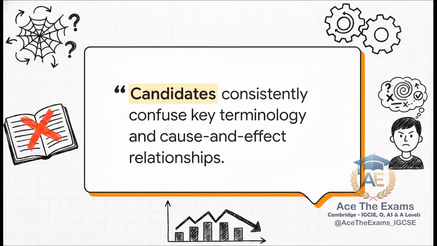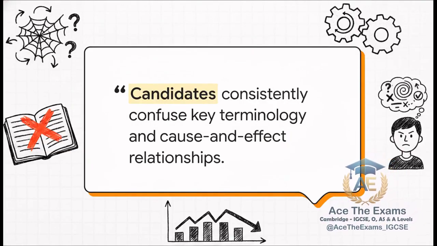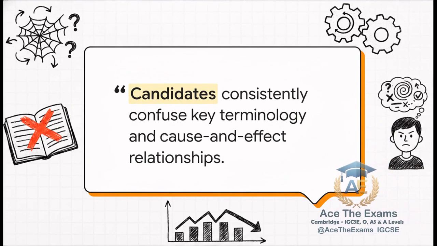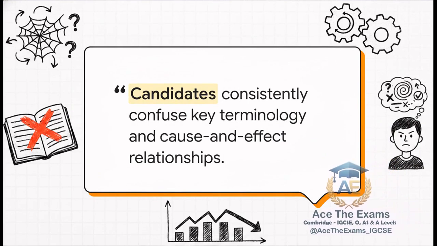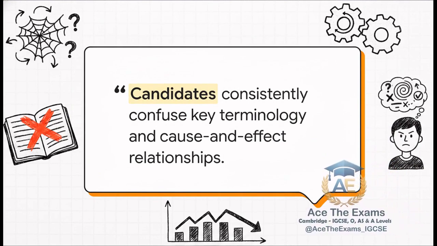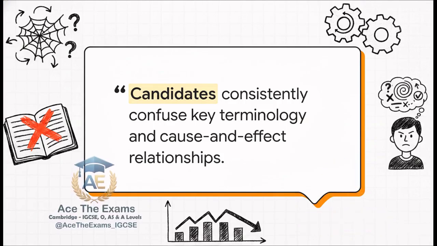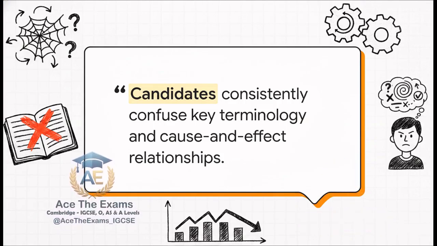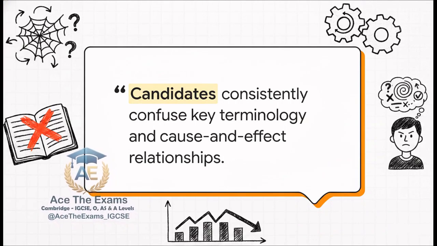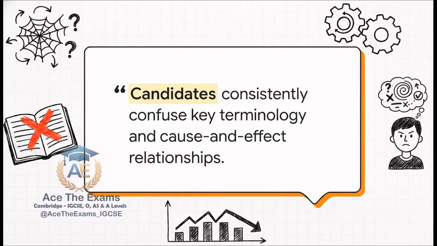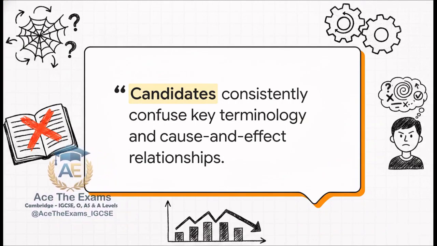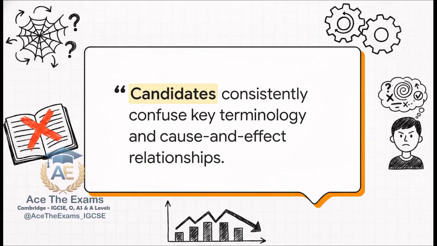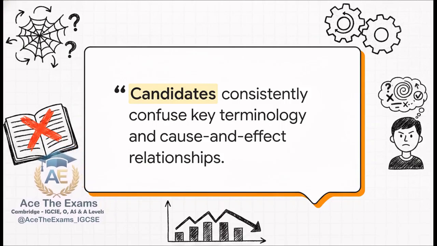And look at this quote straight from the principal examiner report. Candidates consistently confuse key terminology and cause and effect relationships. Examiners see this specific pattern year after year. Honestly, you could spend weeks memorizing the entire textbook chapter on ATP synthesis, but if you mix up the engine with the fuel, like if you can't articulate exactly what biological event drives the next one, those top bands are going to stay completely out of reach.